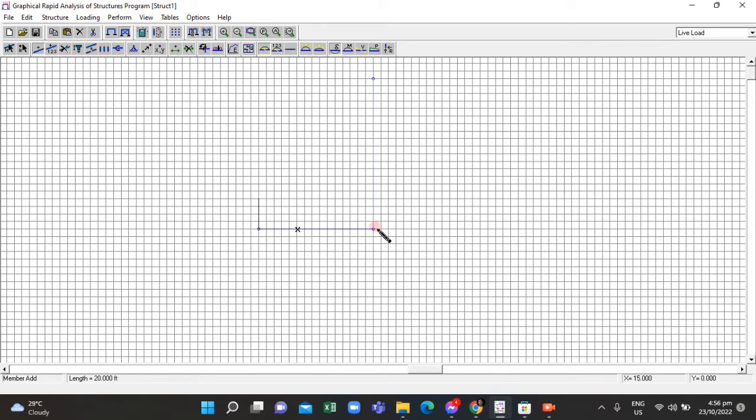This is supposed to be 20 feet. So I'm gonna check if the dimensions are correct. Now that's 20 feet and that's correct. Along with this, that's 15 feet. So that's correct. I'm gonna remove the dimensions.